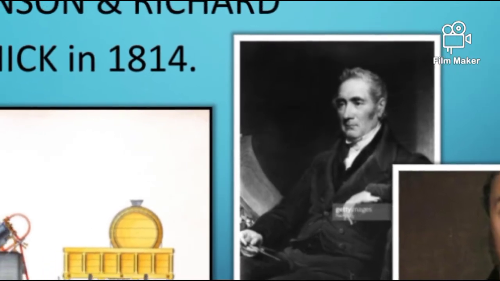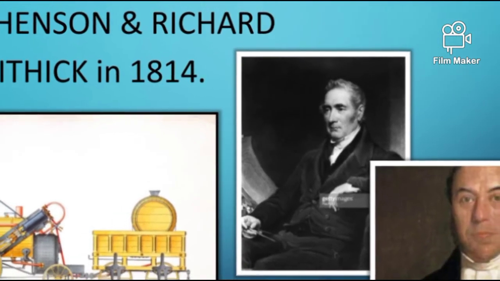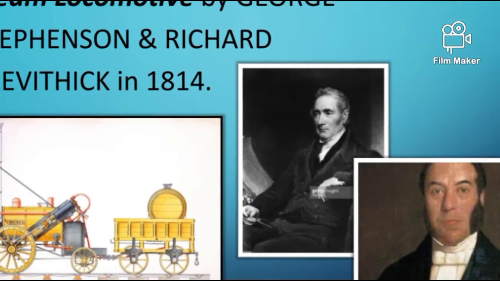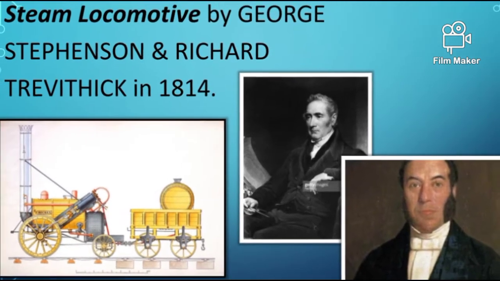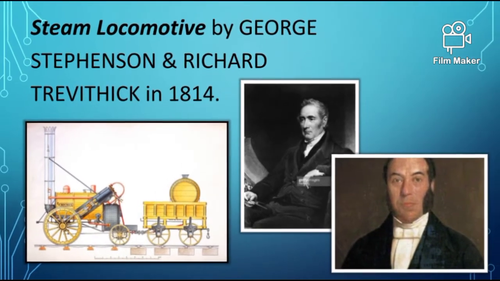Next is the paddle steamer by Robert Fulton. It was the first sea transportation vehicle operated by a steam engine. This paddle steamer is known as Clermont. The steam locomotive was the first land transportation vehicle powered by a steam engine. It was originally made by Richard Trevithick and later improved by George Stephenson.